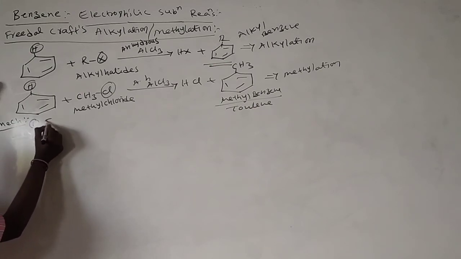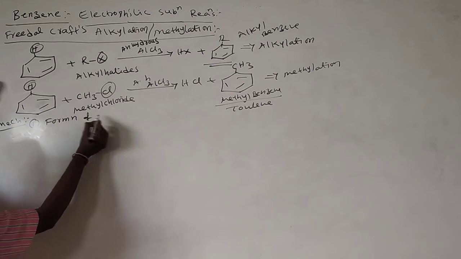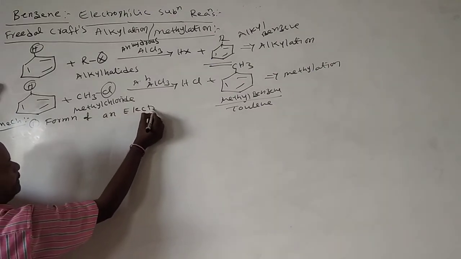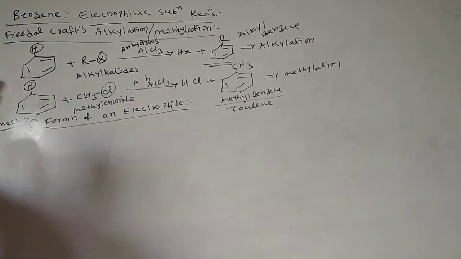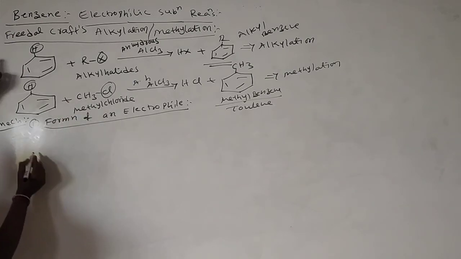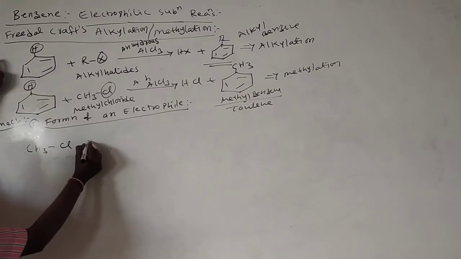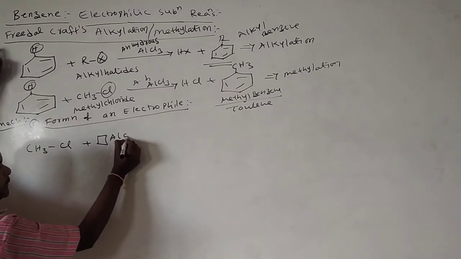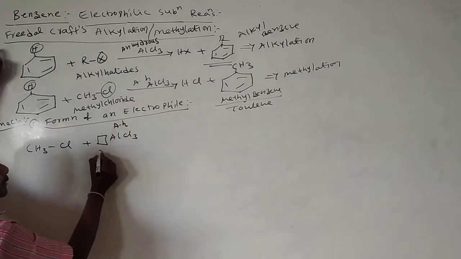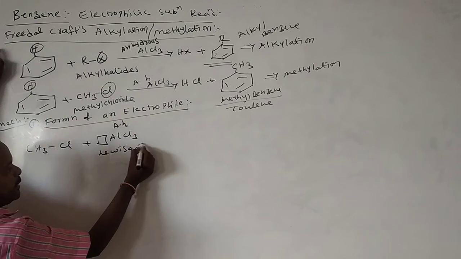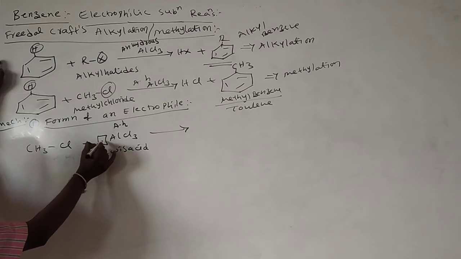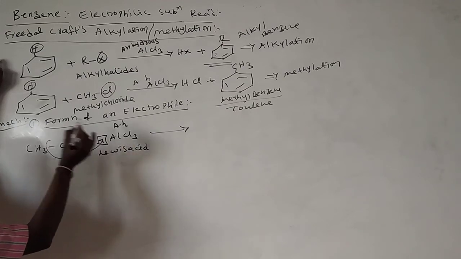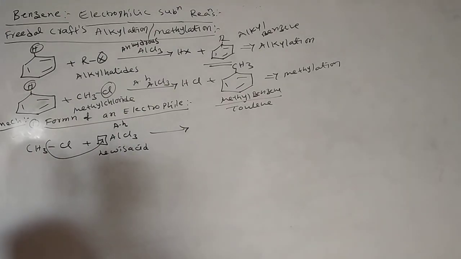First step: formation of an electrophile. I am taking methylation and alkylation as usual, with only one difference, R or CH3. It reacts with anhydrous aluminium trichloride. Anhydrous aluminium trichloride is also a Lewis acid. It accepts an electron pair. It has a vacant orbital, and it attracts electrons from other molecules.